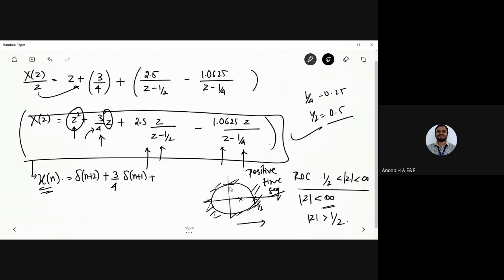Okay. Now, looking at these two sequences, I have 2.5 times 1 by 2 power n u of n. Next, minus 1.0625, that is 1 by 4 power n u of n. So why in both the cases have I taken it as u of n? I did know that it would be the positive time sequence, isn't it? So now I'll just give you a hint. What happens if it is 1 by 4?